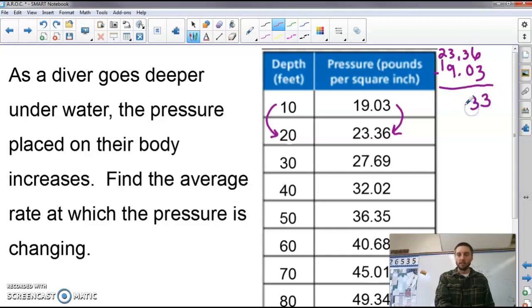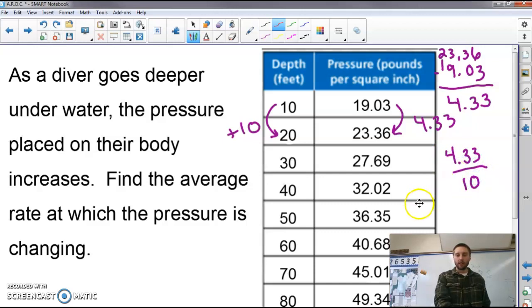Again, you could just do this in Desmos if you wanted to. So 4.33 is the change in y. And then the change in x, well, I'm going up by 10s every time, so that makes it nice. So plus 10. So the change in y, 4.33, divided by the change in x, which is 10.